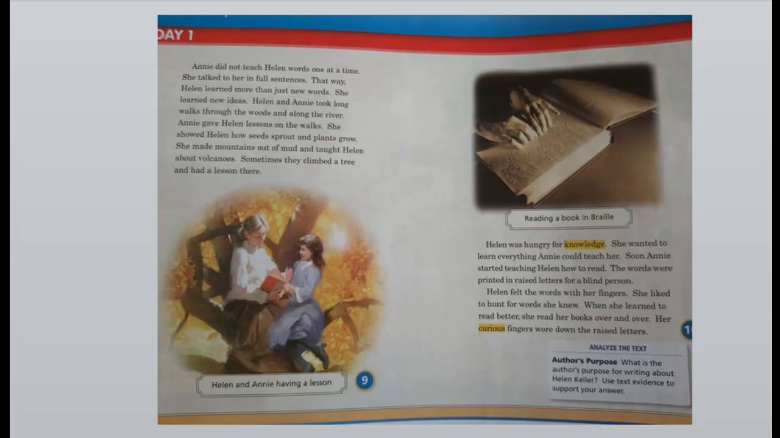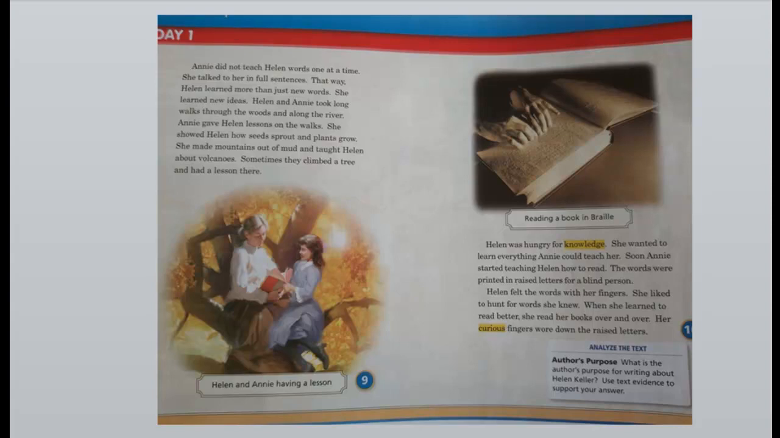Now the words were printed in raised letters for a blind person. So the letters, guys, that Helen was reading were protruding or raised a little, like in a kind of 3D, so that when she touches it, she can know the letter. You got it? Okay. Now, Helen felt the words with her fingers. She liked to hunt for words she knew.